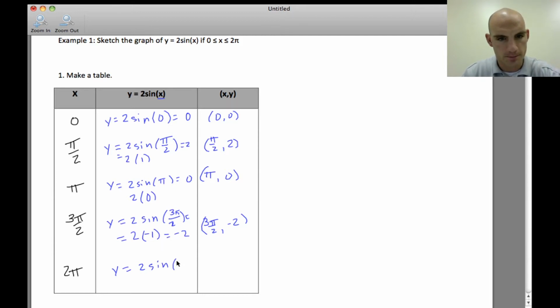We've got 2 pi in here. Trying to get ahead of myself. So I've got 2 sine of 2 pi would be 0. So that's equal to 0. So I've got 2 pi comma 0.